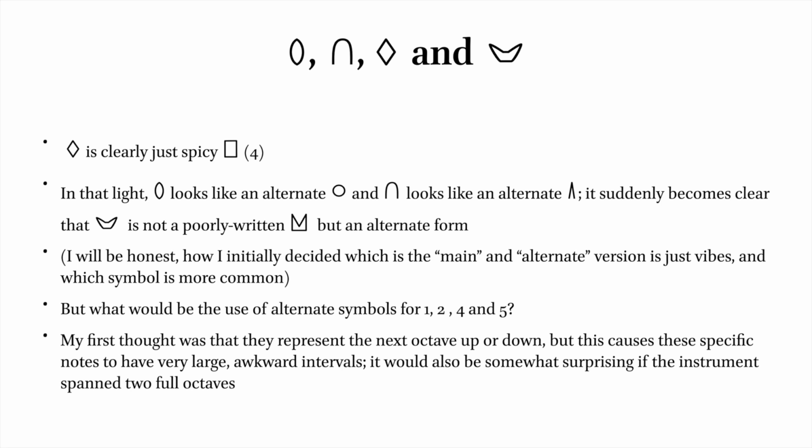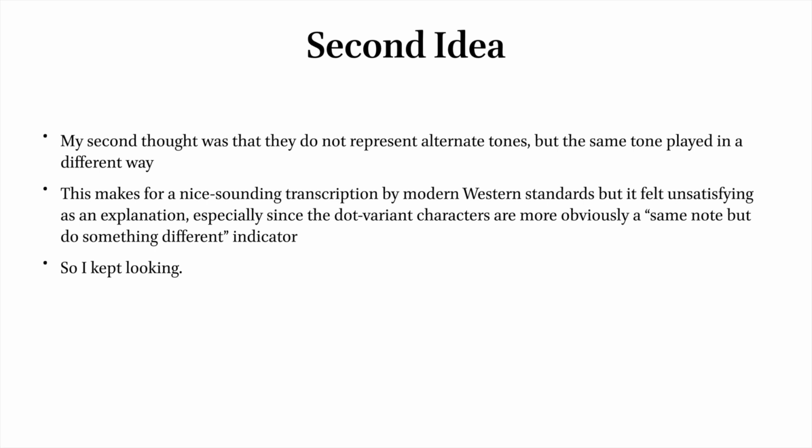But what would be the use of alternate symbols for 1, 2, 4, and 5? My first thought was that they represent the next octave up or down, but this causes these specific notes to have very large awkward intervals. It would also be somewhat surprising if the instrument spanned two full octaves. My second idea was maybe they don't represent alternate tones, but the same tone played in a different way.